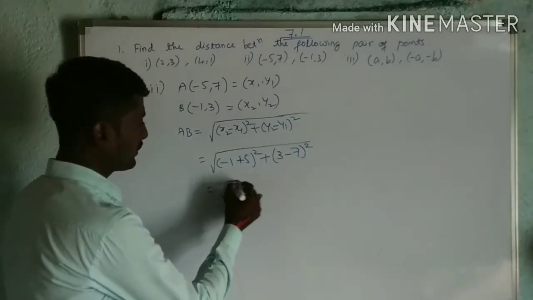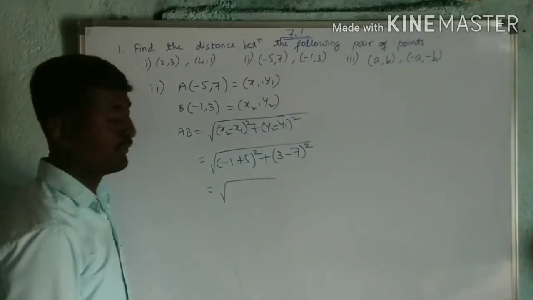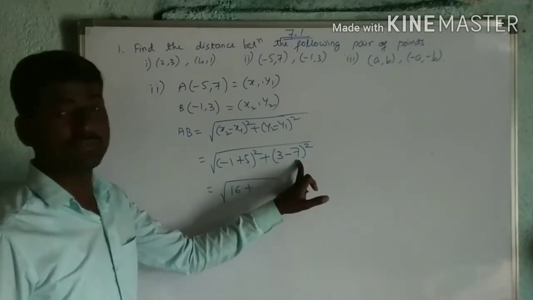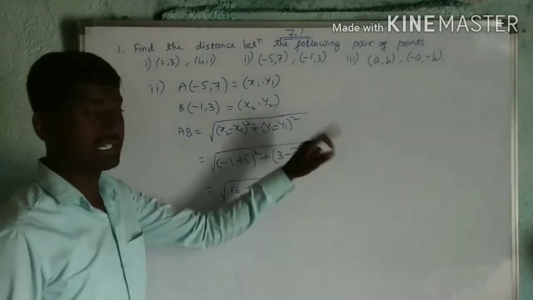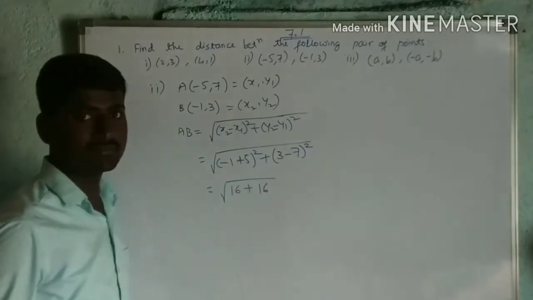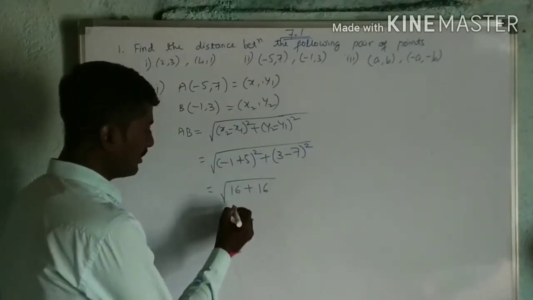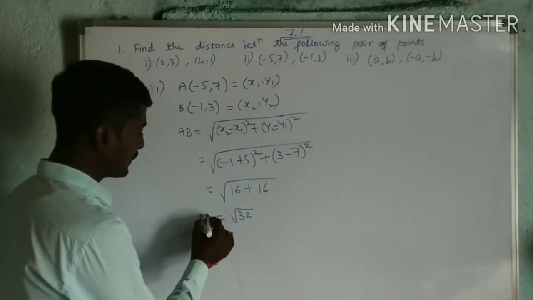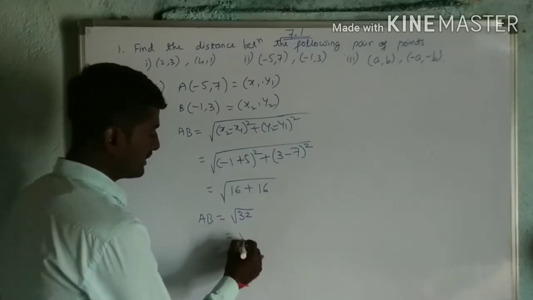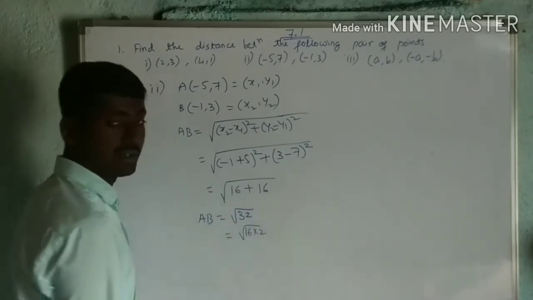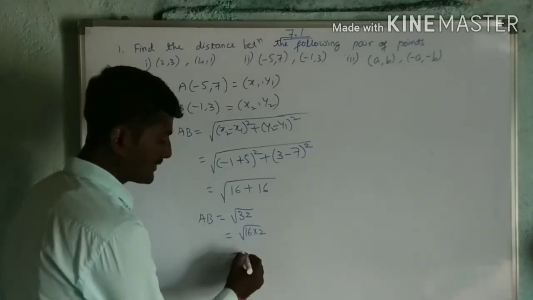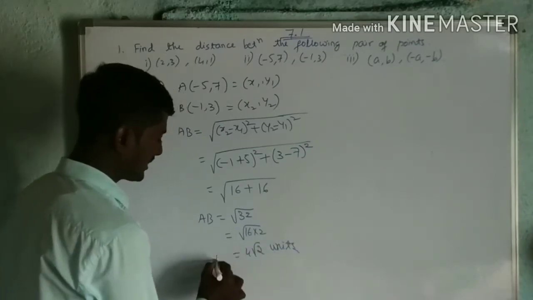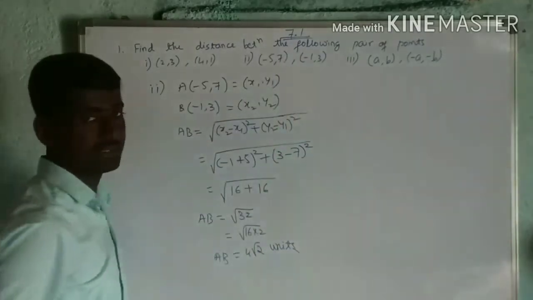Now this is equal to under root of minus 1 plus 5, 4 square. 4 square is 16, plus 3 minus 7, that is minus 4. Minus 4 square, that is also 16. Now this is equal to 32. Am I right? AB is equal to root 32. So this can be written as 16 twos are. Now this is equal to root of 16 is 4, so 4 root 2 units. That is the distance between the 2 points.